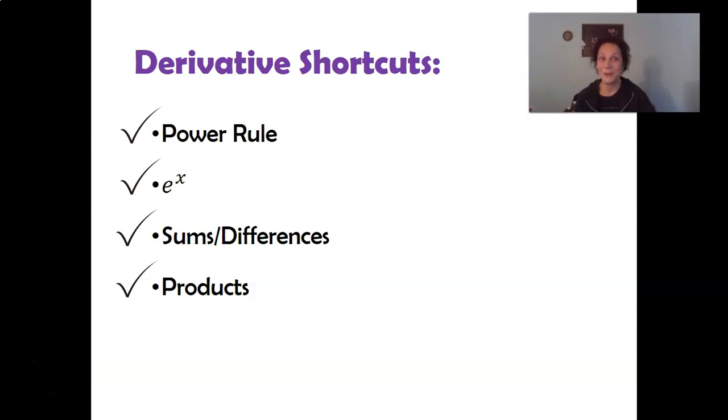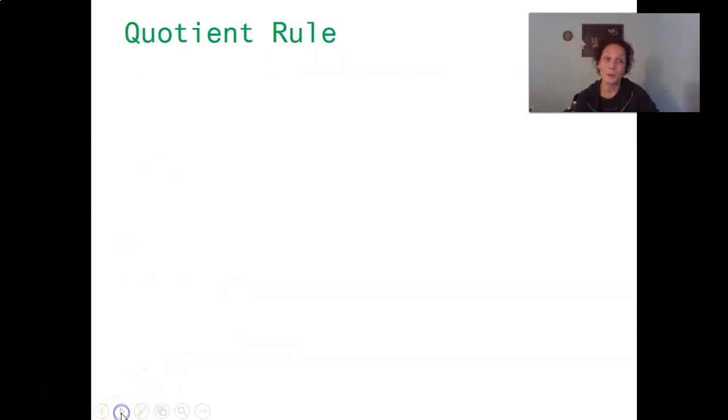Hello everybody, we are back for more derivatives. So far, we know the power rule, how to take the derivative of e to the x, what to do with sums and differences, and what to do with products. Today, what we need to talk about is what to do with our buddies, the quotients. In other words, when we have a rational function, when we have a fraction. Everybody's favorite rule, the quotient rule.